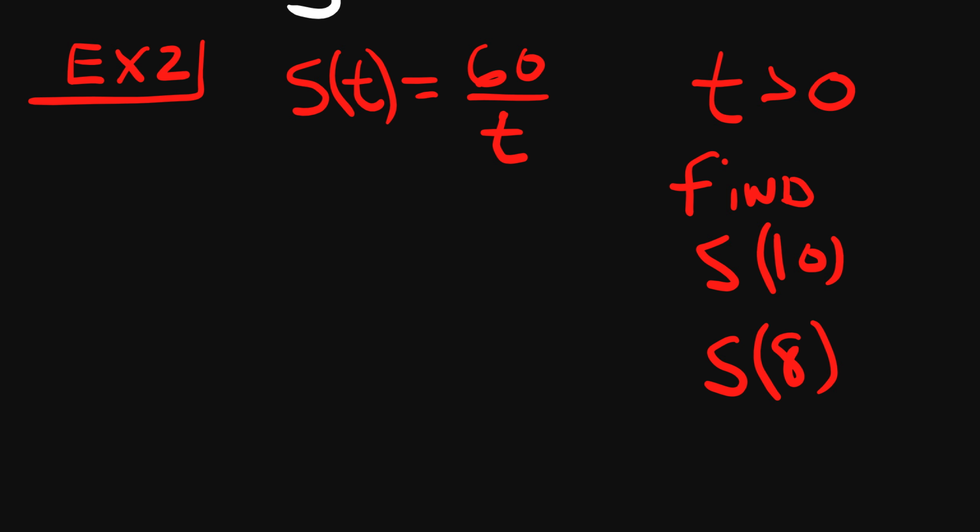All right, here in example 2, where we're using function notation, I'm looking at this function s. S of t equals 60 divided by t, and they want us to find these two guys here. First, find s of 10. So it's like s of 10 equals 60 divided by 10. I'm replacing the t with the 10. Therefore, y equals 6. Okay, the other one is s of 8.